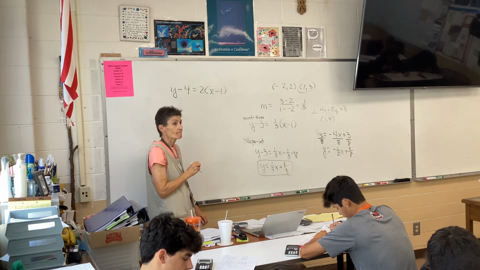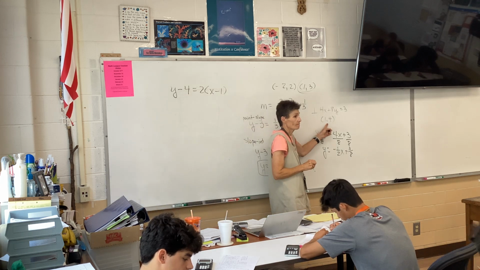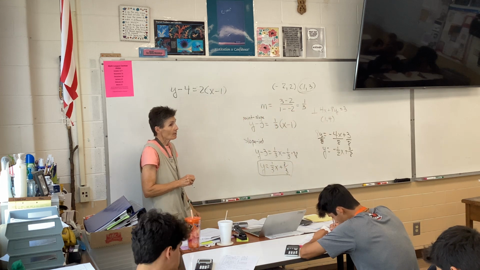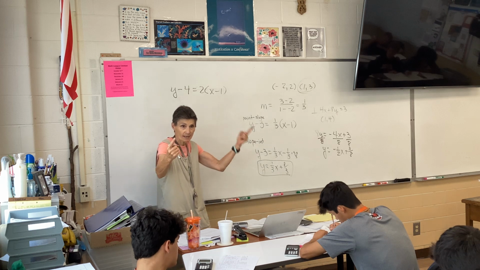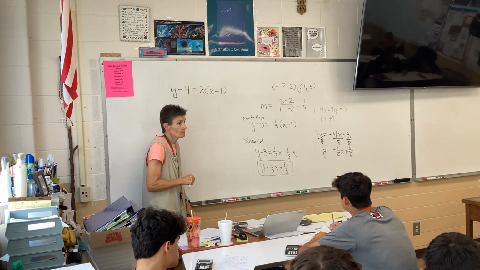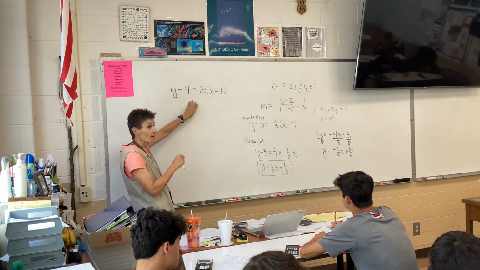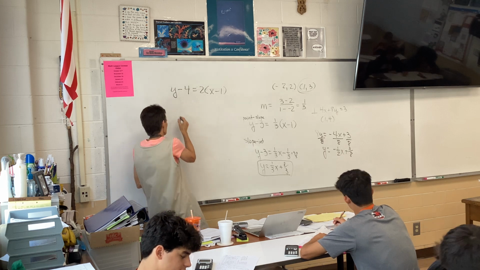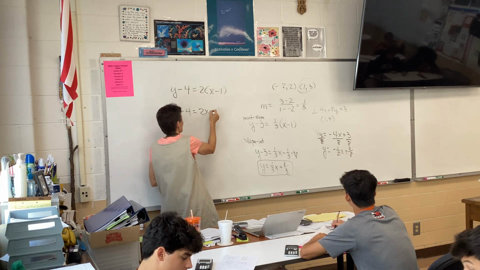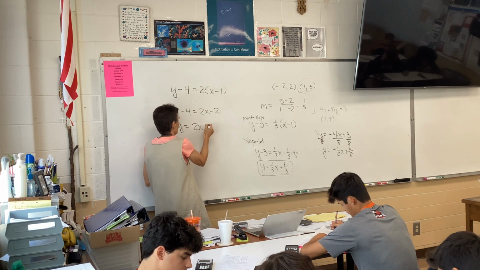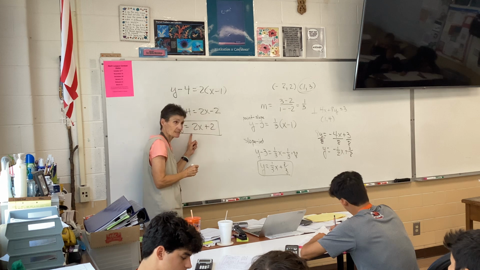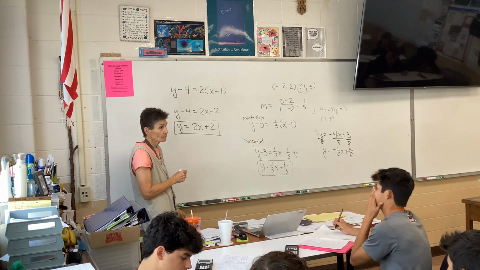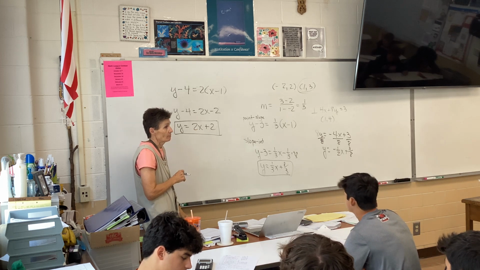Where'd you get the 4? Got to have a point. Can't write the equation of a line without the slope and a point. Got to have it. Stop right there. If you're not told otherwise, yep. That's good. If you are told otherwise, then you're going to distribute and get y by itself, and that would be the same answer, but that is in slope-intercept form. You just have to follow the directions.